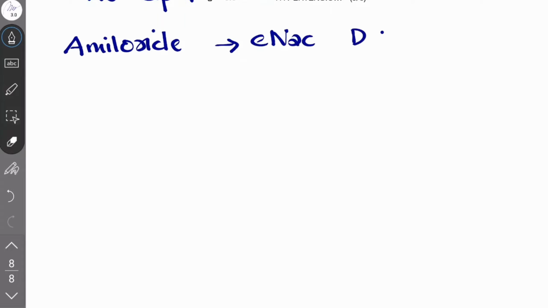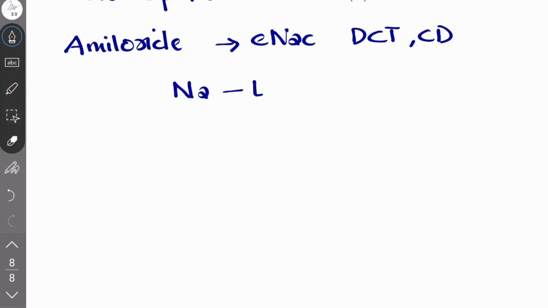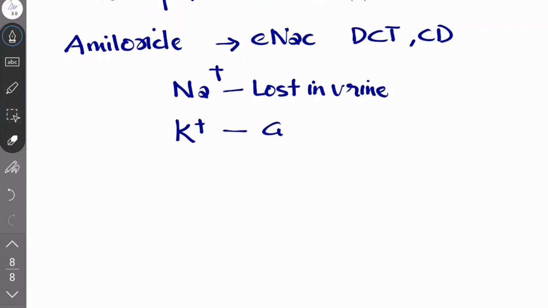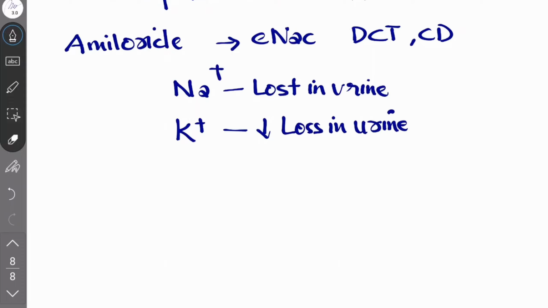There is another drug called amiloride, which is also potassium sparing. It blocks the epithelial sodium channel in the distal convoluted tubule and collecting duct. Similar mechanism of action, it blocks the epithelial sodium channel, so it decreases the absorption of sodium. So sodium is lost in urine and potassium is absorbed, so potassium loss in urine is decreased. Potassium loss prevention, like that.